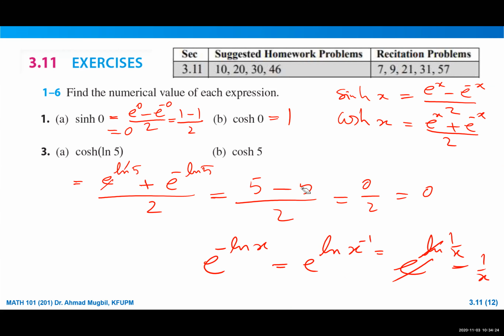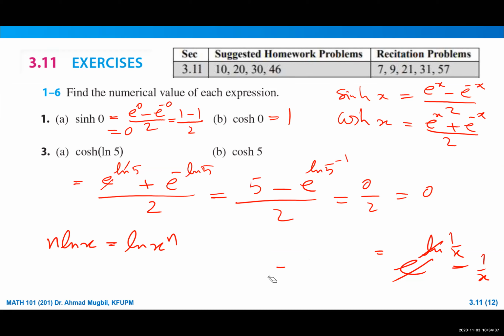So here, what do we have? We have e to the power ln 5 to the power negative 1. You remember when you have n ln x, this will be ln x to the power n, the power property. Now what we have here is 5 minus 1 over 5, where e will cancel with ln. It's a plus, not minus. Plus, thank you. It is a plus because we are talking about cosine, not sine.